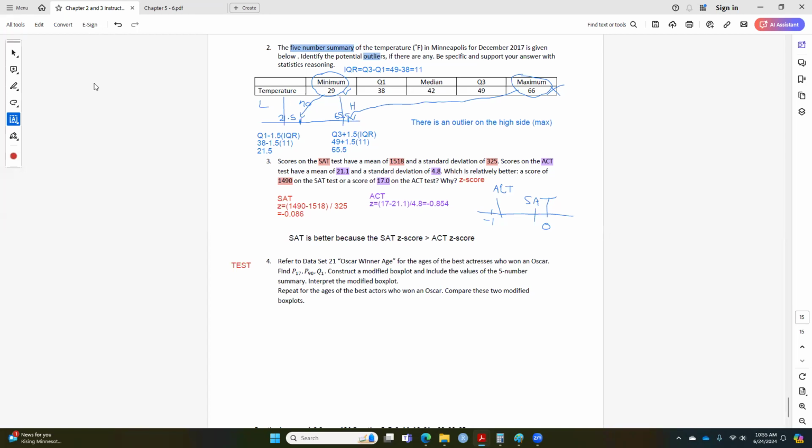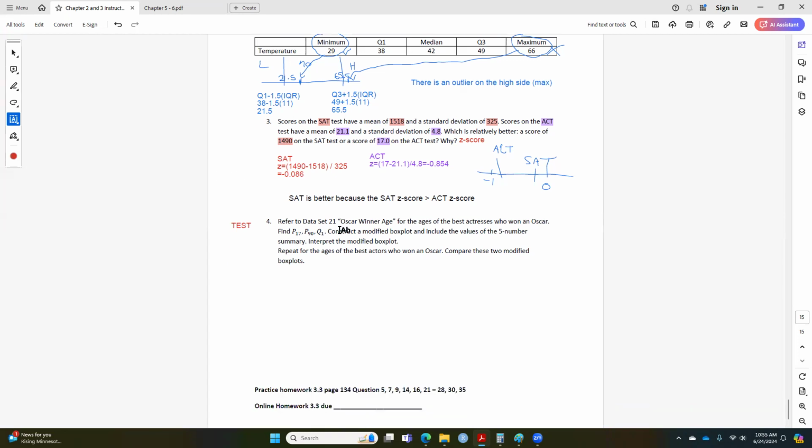Okay. Then I want you guys to really pay close attention to question 4, the very last question for this case, because it will be in your midterm next week. The question says you have to refer to data set number 21 about the Oscar winners, the Oscar winning age. We will be doing how old the actresses are, just the actresses who won an Oscar.